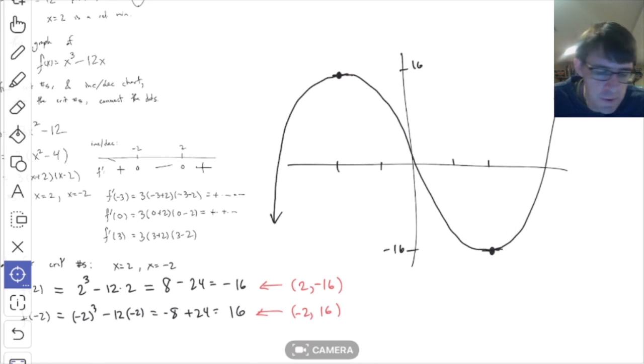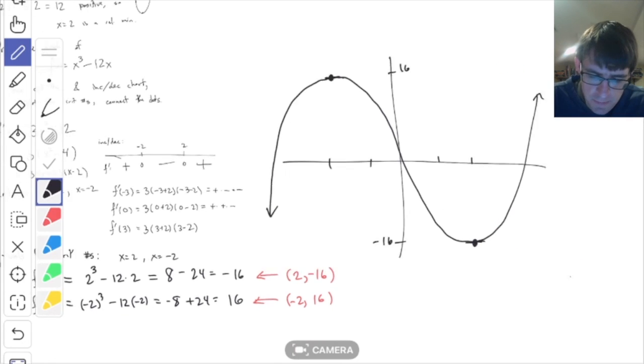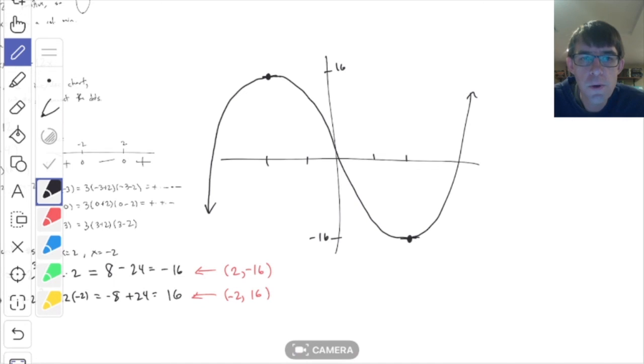And that's the graph. If you're doing this on your homework, you can always check your answer by graphing this function on a computer or a graphing calculator. You should see vaguely this shape.